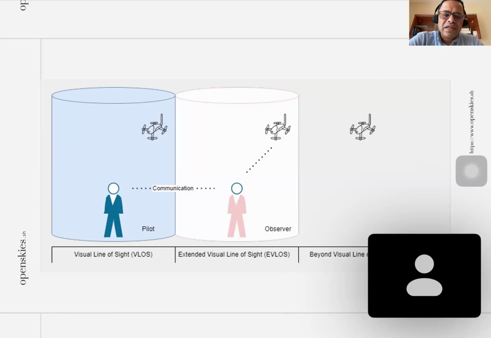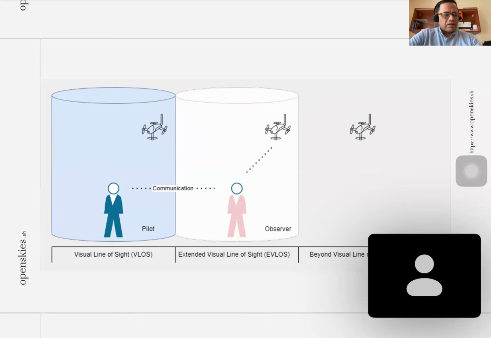And in many cases, some kind of permission is given by the Civil Aviation Authority to allow these types of operations, obviously because drones are very useful and you can do all kinds of operations with them.